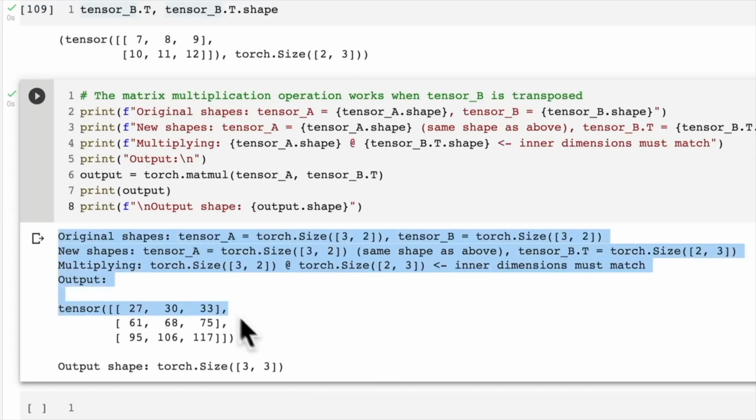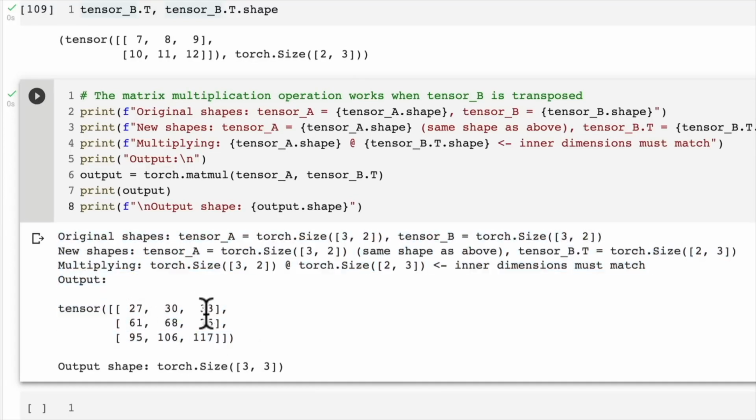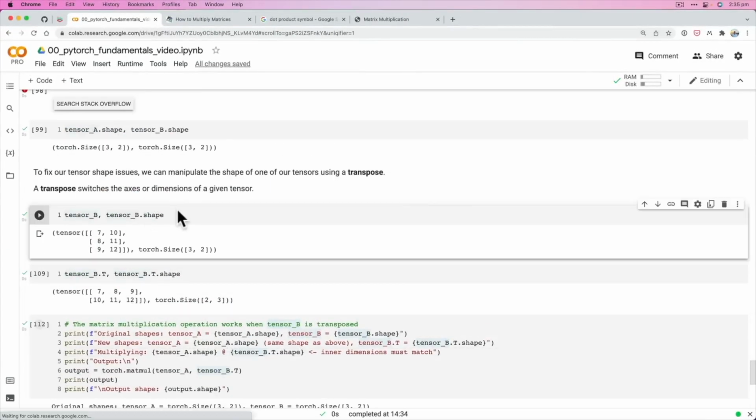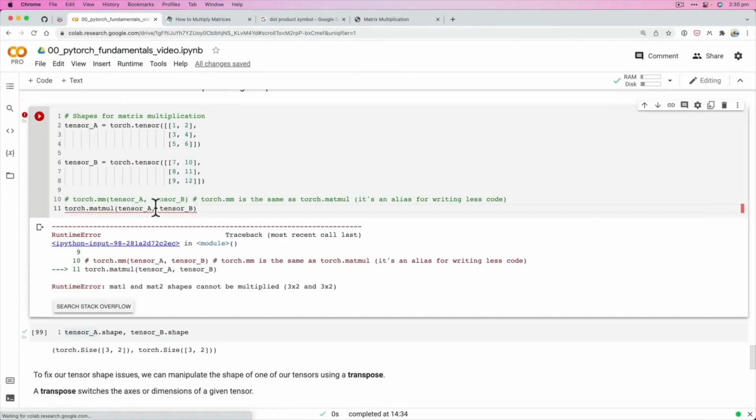Then we have an output of tensor 27, 30, 33, 61, 68, 75, etc. And the output shape is what? The output shape is the outer dimensions, 3, 3. Now, of course, you could rearrange this, maybe transpose tensor A instead of tensor B. Have a play around with it. See if you can create some more errors trying to multiply these two, and see what happens if you transpose tensor A instead of tensor B.